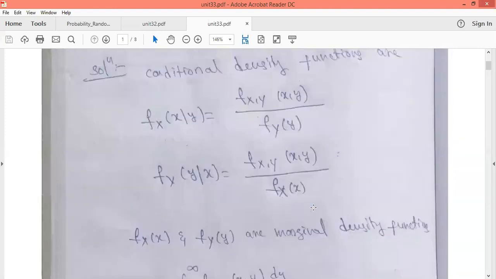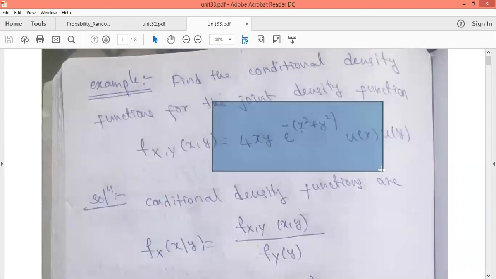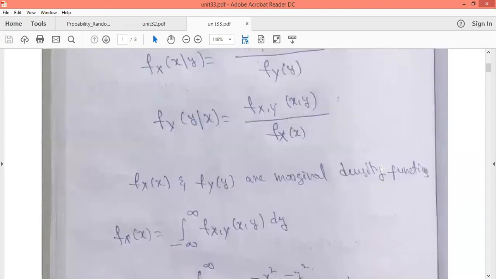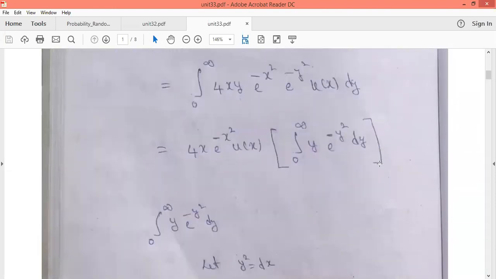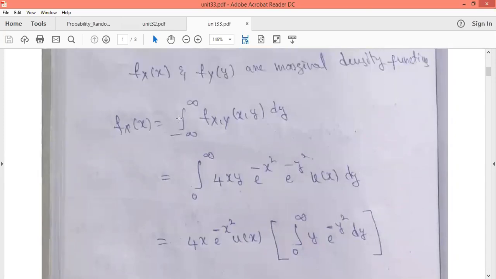What is given in the problem? It is given u(y). What does u(y) indicate? It indicates that this function is defined only for y greater than or equal to 0. So we have to take only the positive values and should not take the negative values. So the limits of integration will become 0 to infinity.